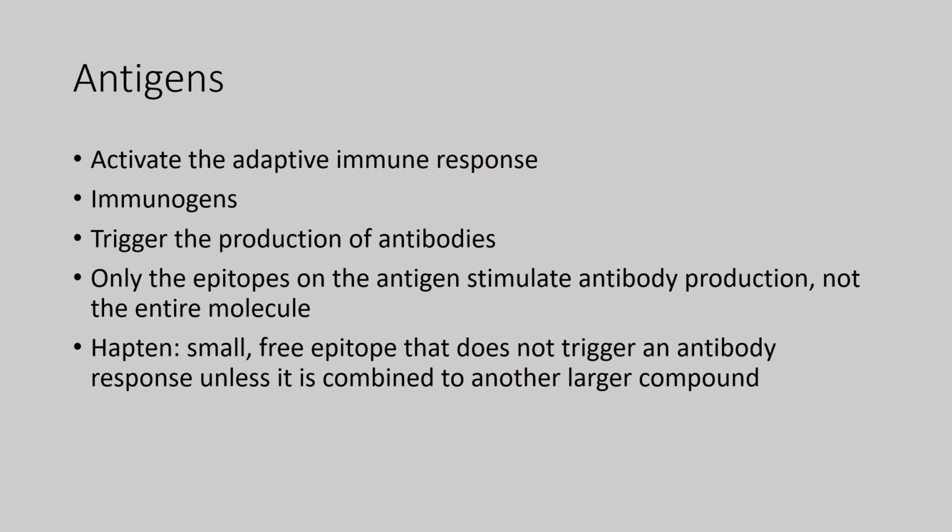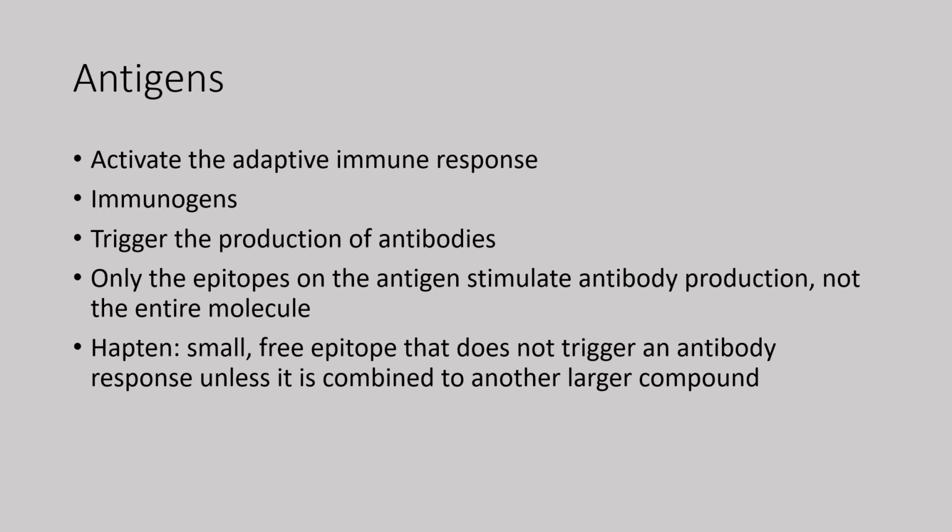So antigens, those are the foreign substances. Antigens will activate your adaptive immune response. Some people refer to them as immunogens. They will trigger the production of antibodies. Some people get confused between antigens and antibodies. Antigens are foreign. Antibodies are what you make in response to that foreign antigen.